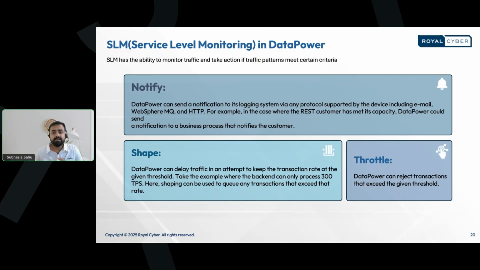So what exactly does it do? Let's say again we talk about 120 transactions per second, that is your maximum capability. Beyond that, you want to put it in a queue rather than rejecting or failing those kinds of transactions. So once you set up this shape mechanism on DataPower, it will put the transactions in a queue, and slowly the processing happens. In this case, you will of course find a slight delay in your processing, but there is no failure of any of the transactions that have been initiated.